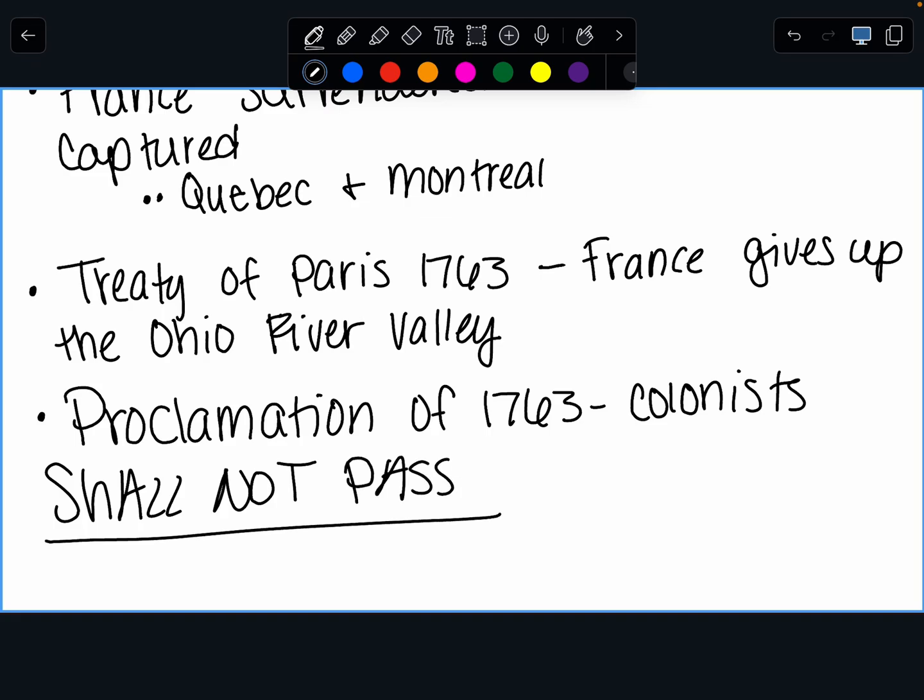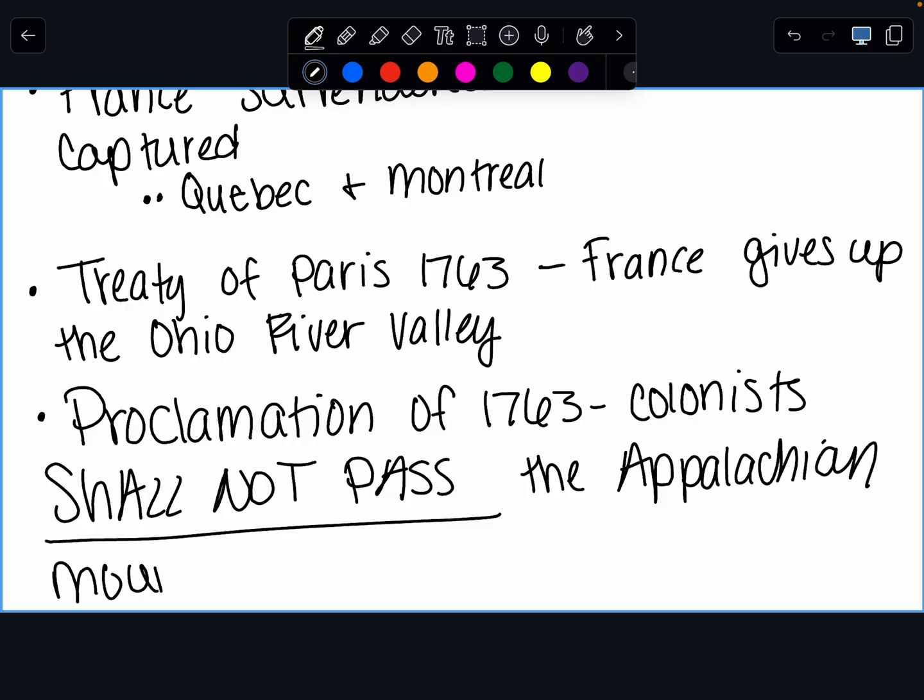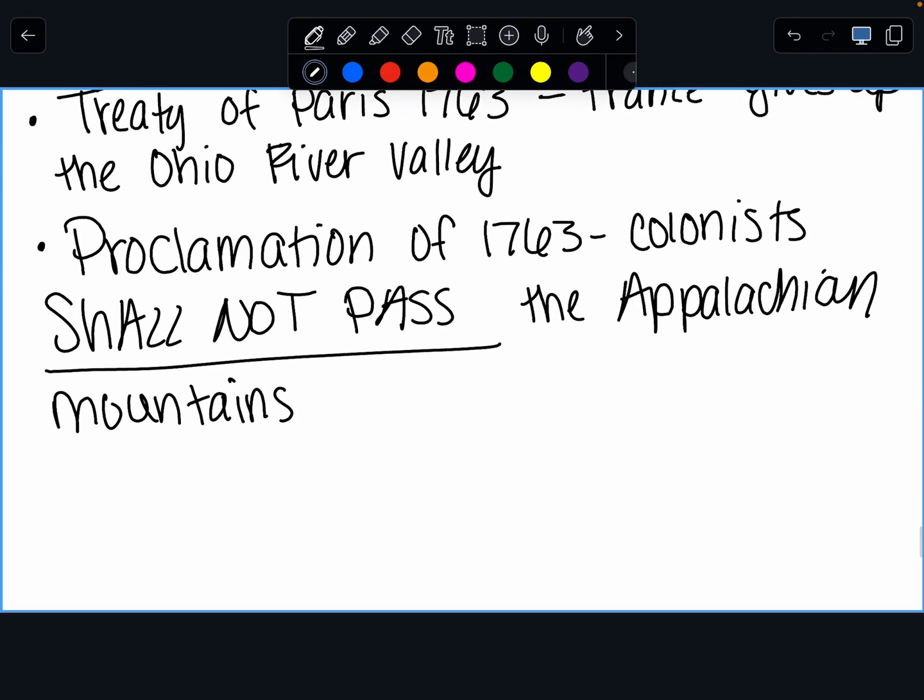That's a Lord of the Rings reference if you don't know. Coach Allen makes a lot of literacy references. Okay. You shall not pass. Okay. Which mountains? The Appalachians. Is there any experience with those mountains?